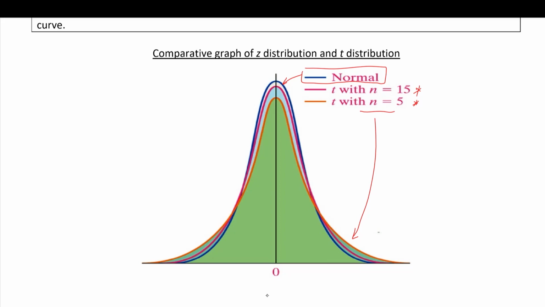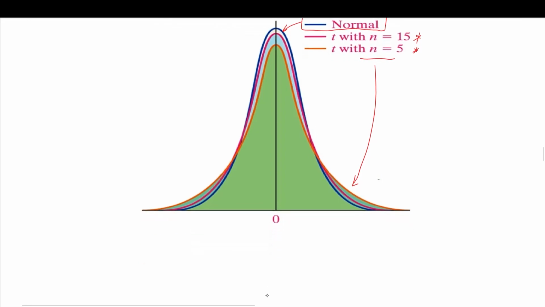So it's very similar to the normal distribution is what I'm trying to get at, except that when we have smaller sample sizes, we typically have wider distributions.